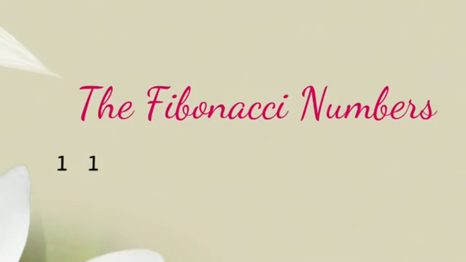A Fibonacci number is defined to be the sum of the previous two Fibonacci numbers, as given by the equation Fn equals Fn minus 1 plus Fn minus 2, where F1 and F2 are designated to be equal to 1, and therefore by definition F0 equals 0. As a result of this definition, the Fibonacci numbers increase exponentially.